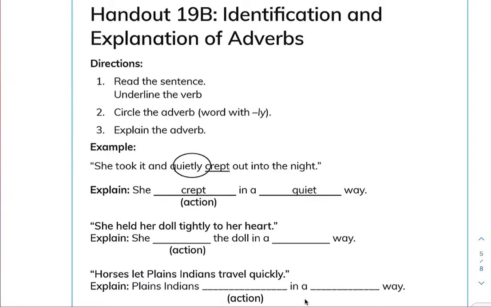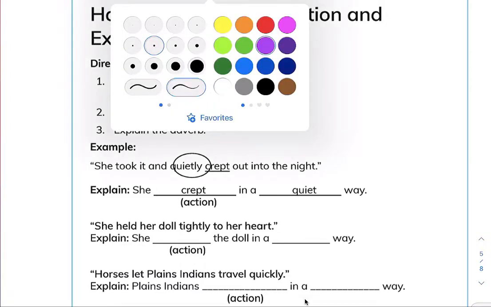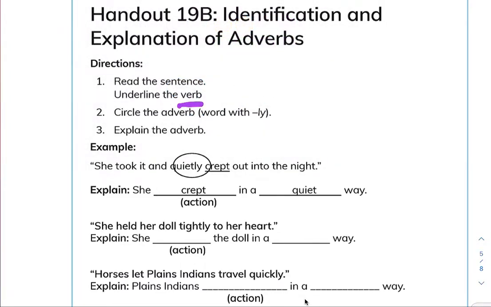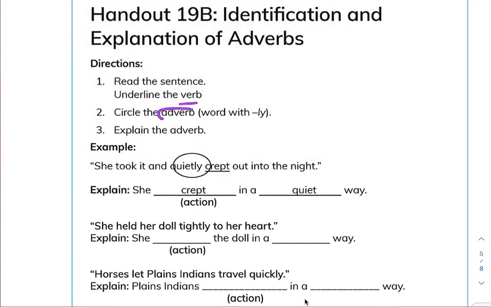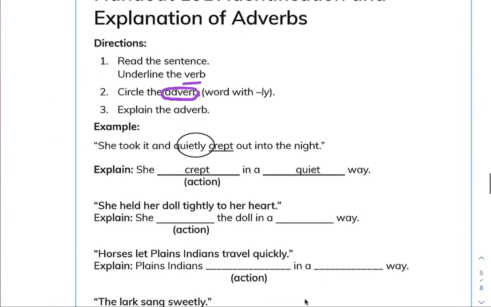The directions say, number 1, read the sentence and underline the verb. So each verb in the sentence we are going to underline. Remember, a verb is an action word, something that you can do. Then we're going to circle the adverb. Remember, an adverb describes the verb. Then we're going to explain the adverb.